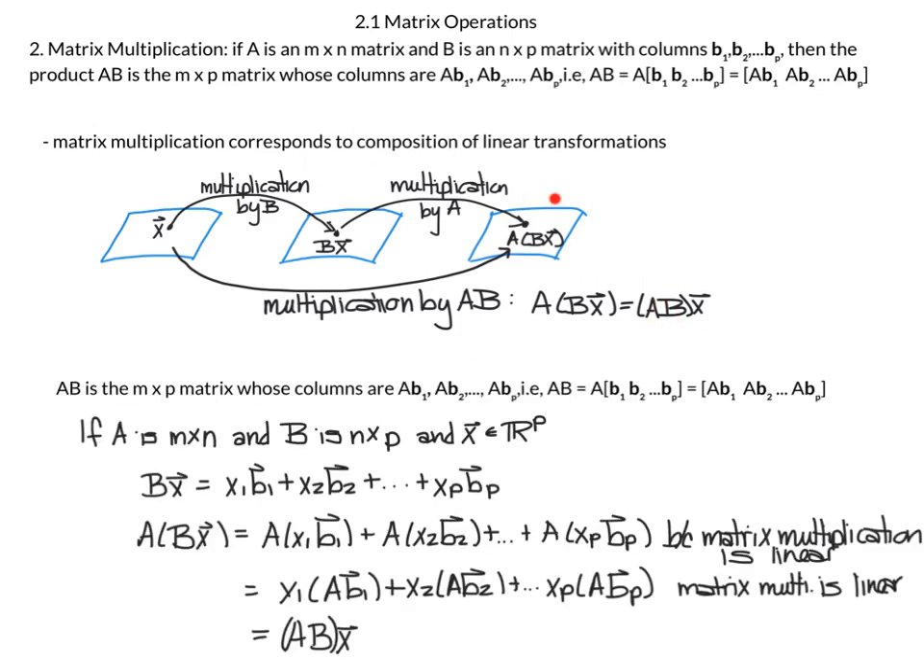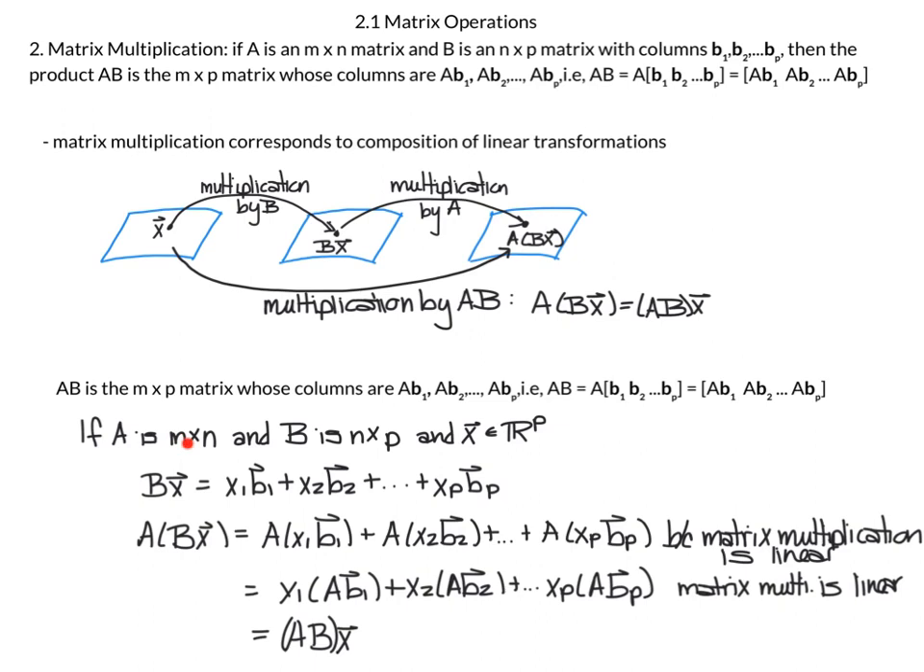Using this sort of picture then, we could say AB is the M by P matrix whose columns are Ab1, Ab2 up to AbP, because that's how we defined our matrix multiplication, i.e. AB is equal to A times [b1, b2, up to bP], which is just [Ab1, Ab2, up to AbP].